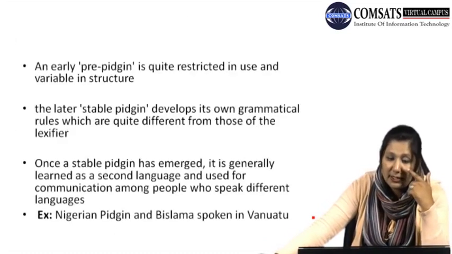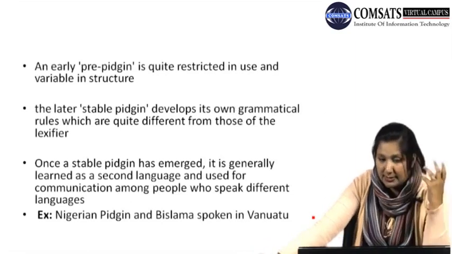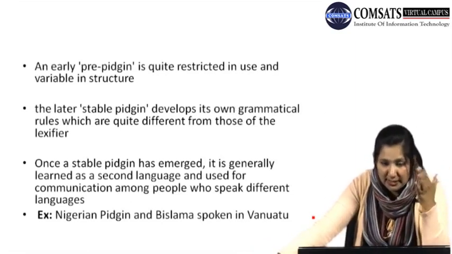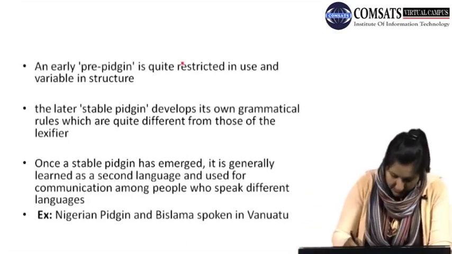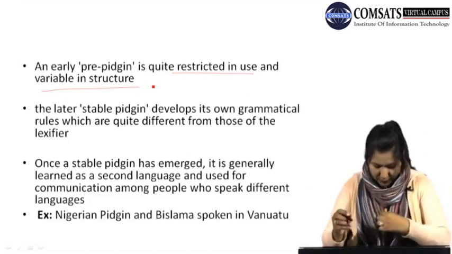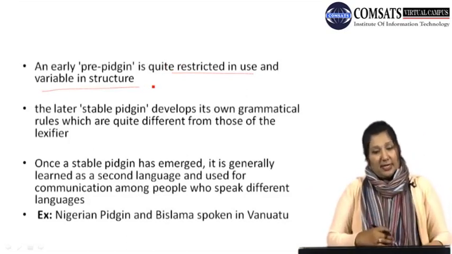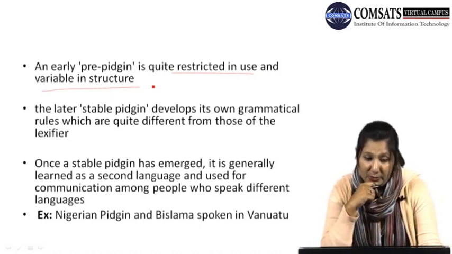An early pre-pidgin is quite restricted in the use and variable in the structure. Why are we saying that it is restricted in the use and variable in the structure? What is the reason?